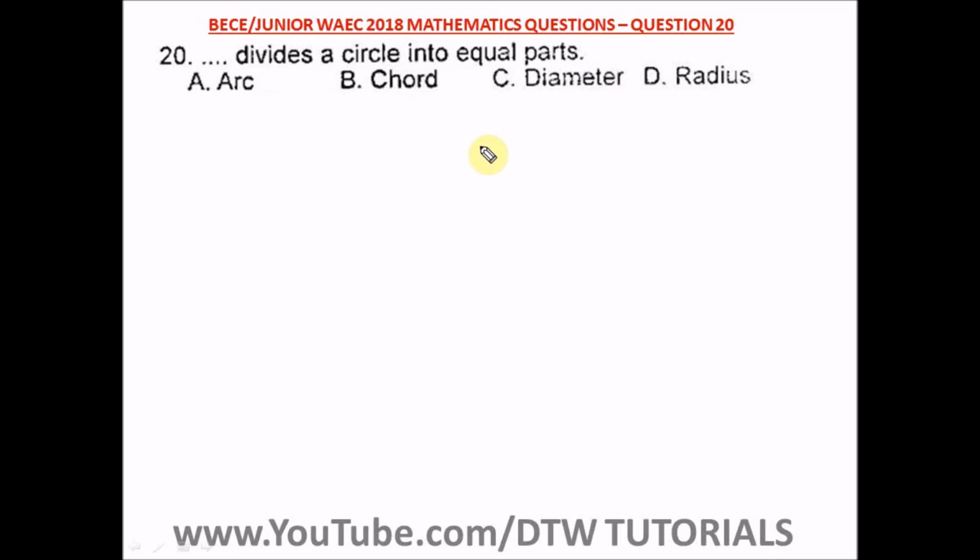So this is our answer. Question 20 of the BECE Junior WAEC 2018 Mathematics Past Question. That's your OBJ question 20. It says, dash divides a circle into equal parts. I hope you know what divides a circle into equal parts. It is a diameter. So we have our answer here as C. It is not an arc, it's not a chord, and it's not a radius. A radius is half of a diameter. So what divides a circle into two equal parts, whether it is horizontal or vertical, is a diameter. So our right option here is option C.